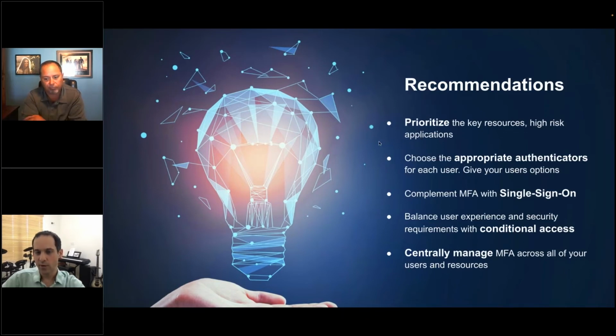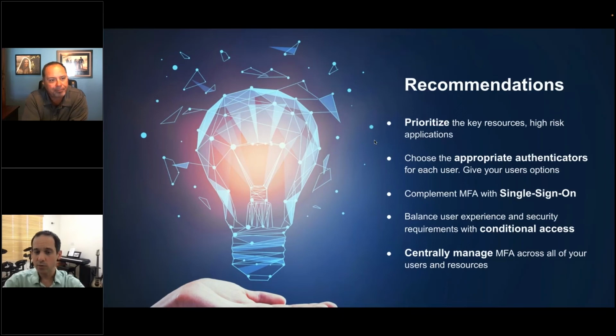And I think just to summarize on this last point, if you think about everything we've just talked about, prioritizing resources, choosing the right authenticator, you might have a mix of those, adding on single sign-on, balancing that with conditional access. What makes that possible is centrally managing multi-factor from one single platform, right? Deploying a mix of Microsoft Authenticator with Okta, with Duo, with JumpCloud, that won't give you the single pane of glass and that ease of management that is needed.